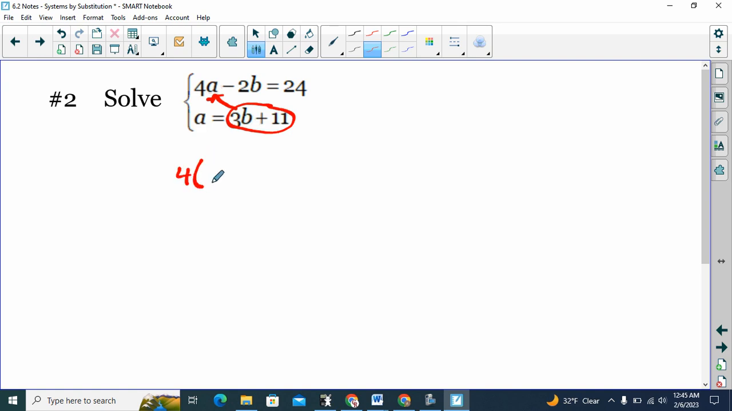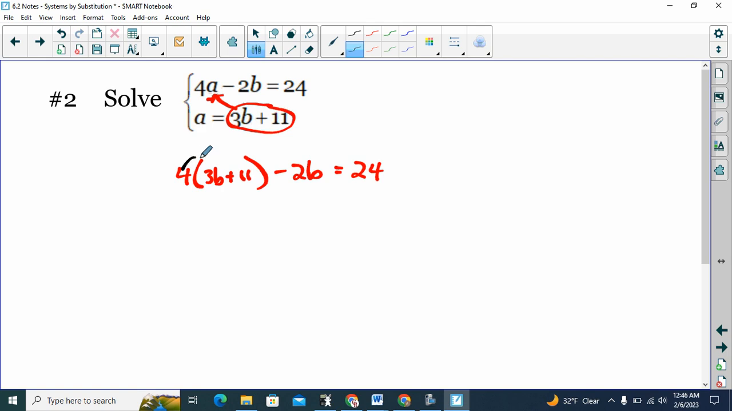Anytime I substitute, we're going to use parentheses. 4 times a, but instead of a, I'm putting in 3b plus 11, minus 2b equals 24. I rewrote this equation at the top exactly the same way, but instead of a, I put in 3b plus 11 for the a.